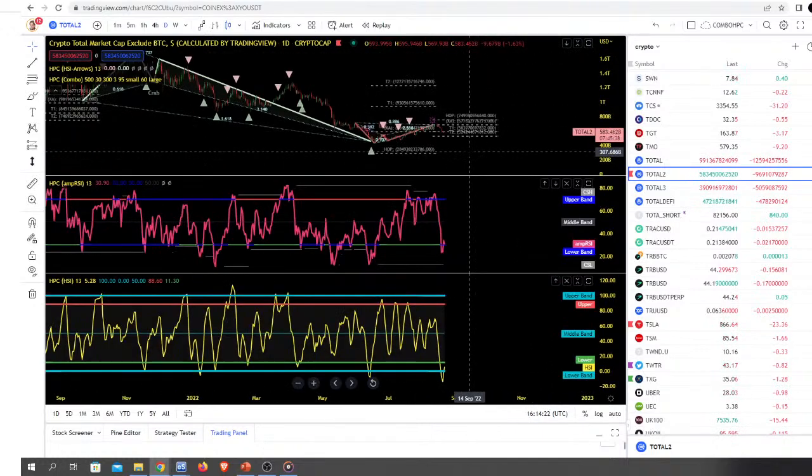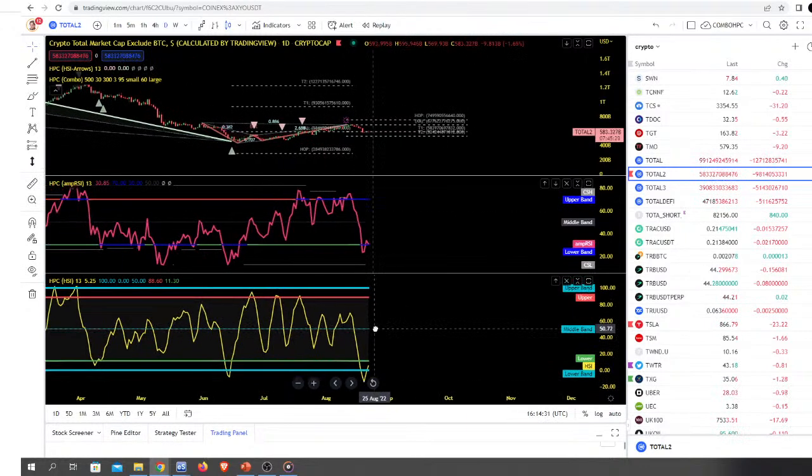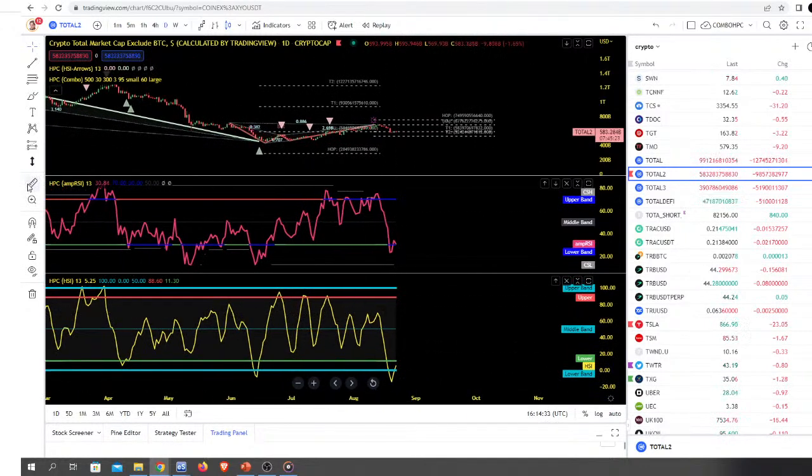This one, until HSI comes out, this is Total 2, excluding Bitcoin. This is the thing we need to see. And again, it shows us that we're probably another 2 days away. That has to come out. It's not out yet.